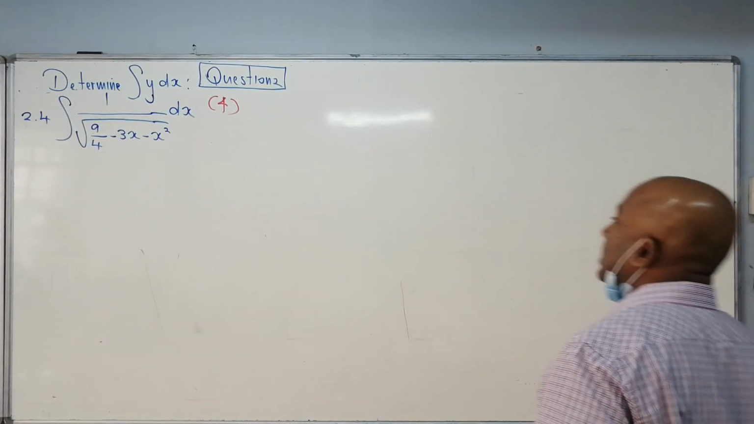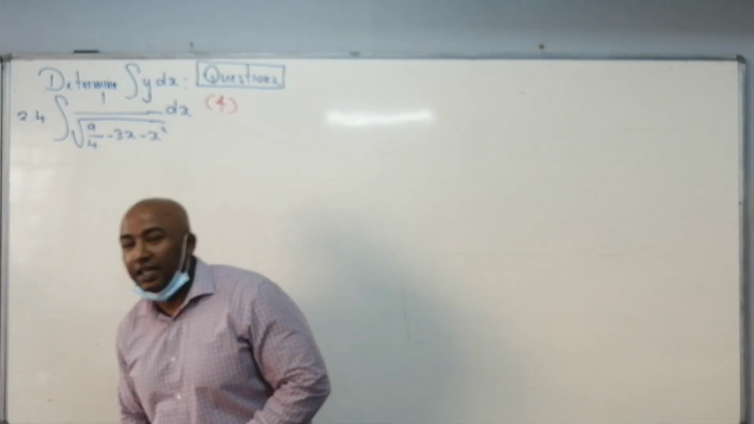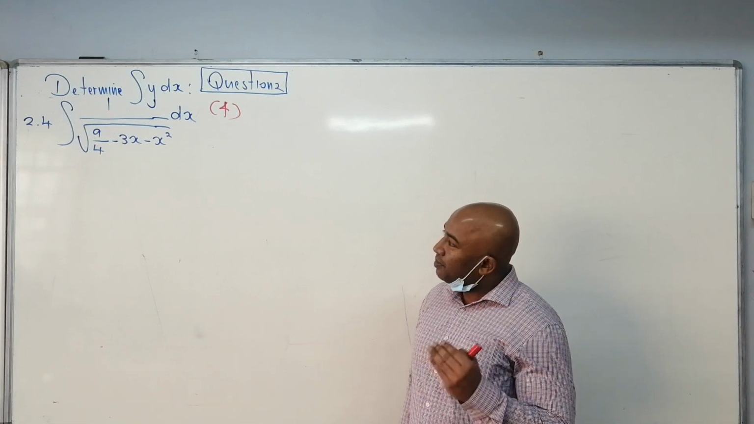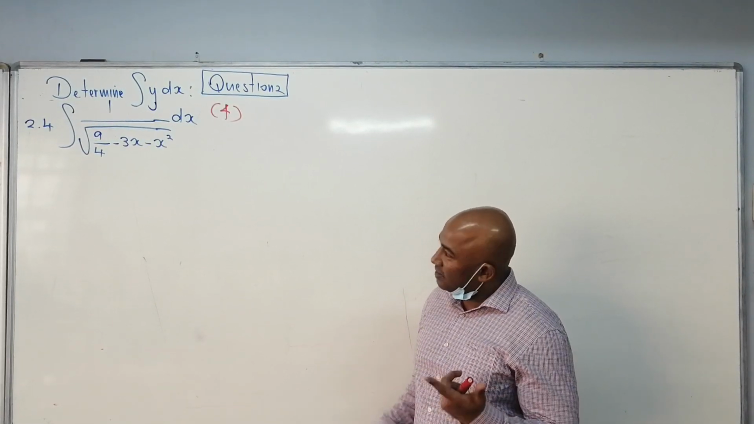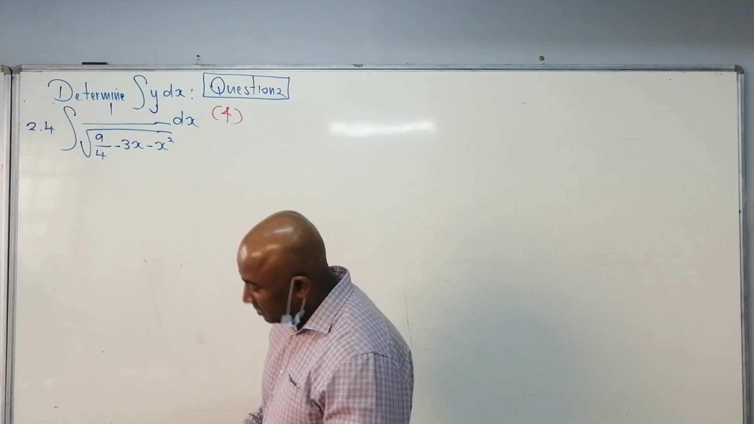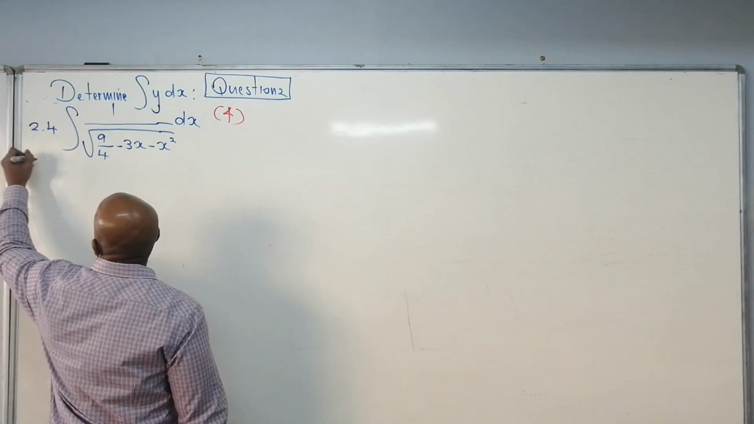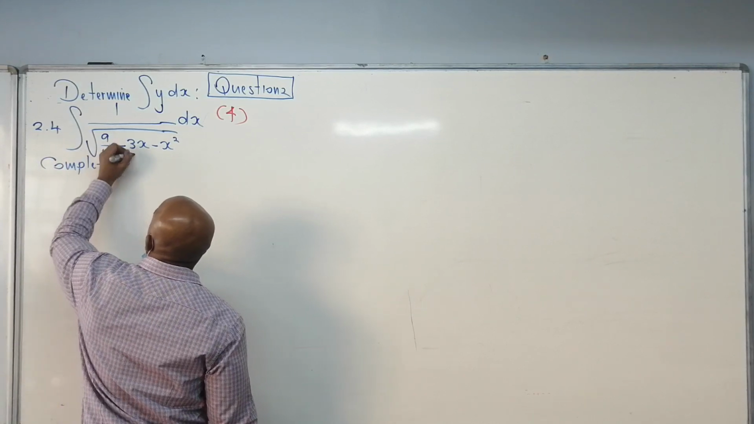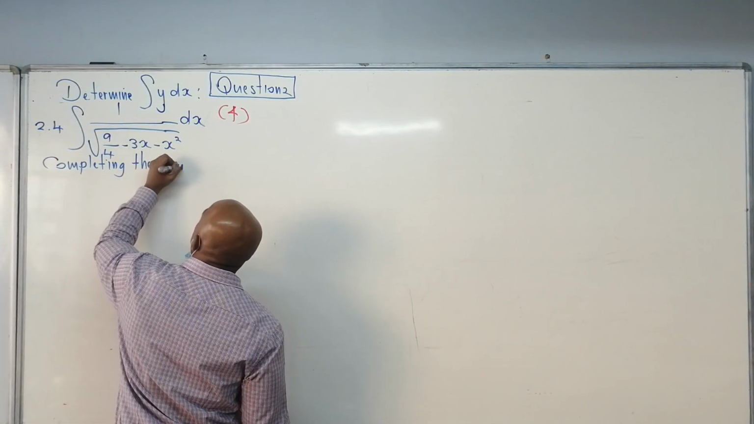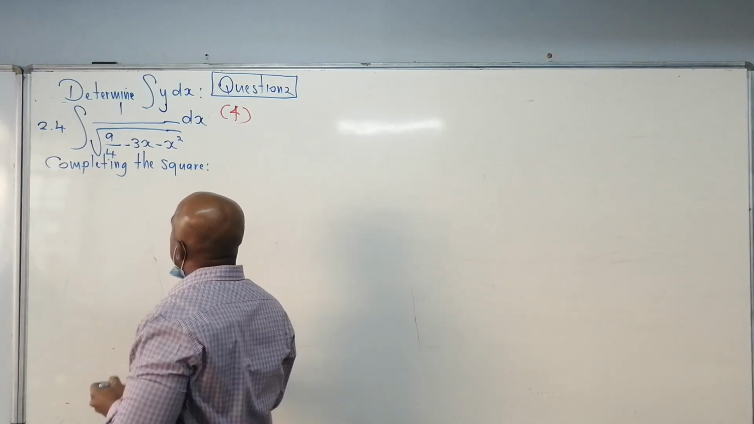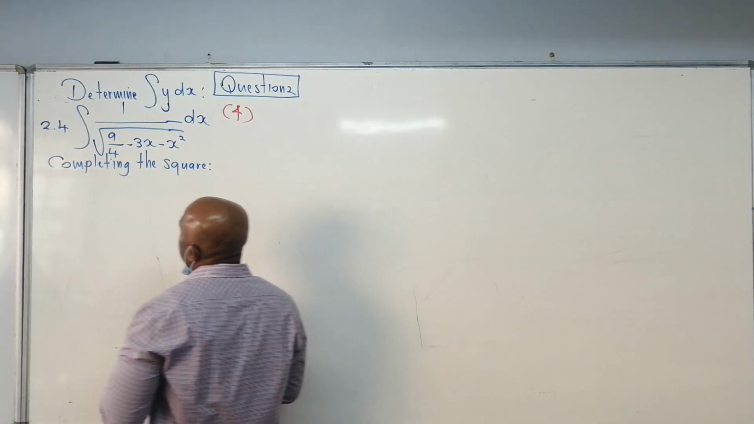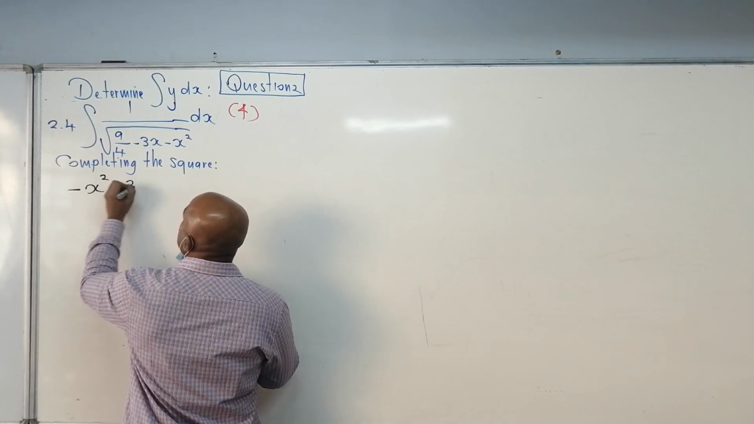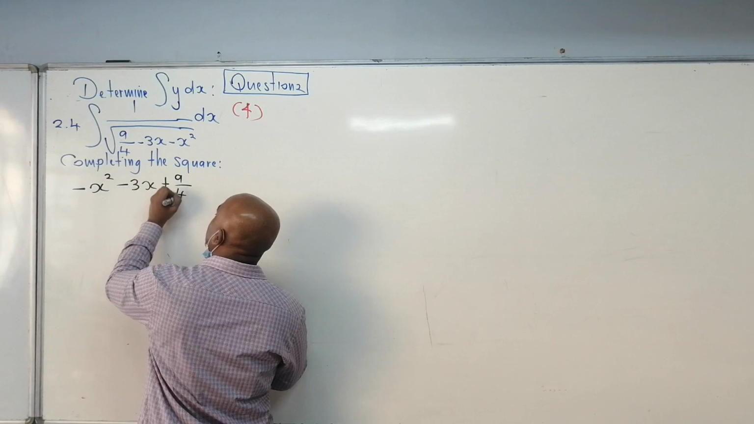Alright, so we now deal with integration by completing the square, which is a common problem. Right, completing the square. Let's see this one. So let's write it down. We are completing the square. So what am I dealing with? I have minus x² minus 3x plus 9/4.